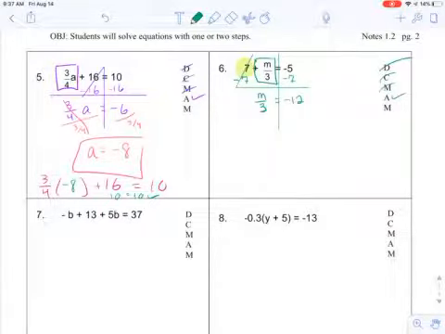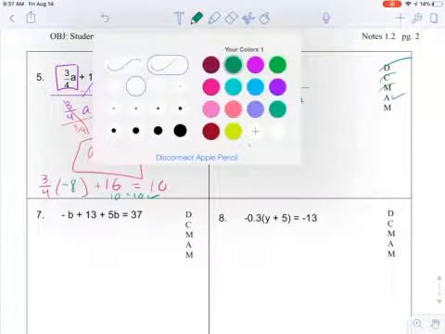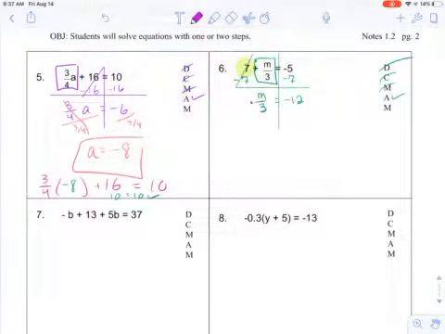Lastly, I take care of multiplication or division. Here we have division, m divided by 3, and the opposite of division is multiplication. So I multiply by 3. This cancels out and leaves me with 1m, because I have a 3 on top and a 3 on bottom. But if I do it to one side, I have to do it to the other side. Negative 12 times 3 is equal to negative 36.